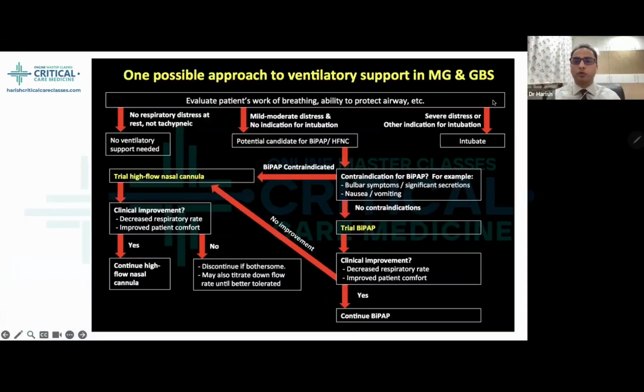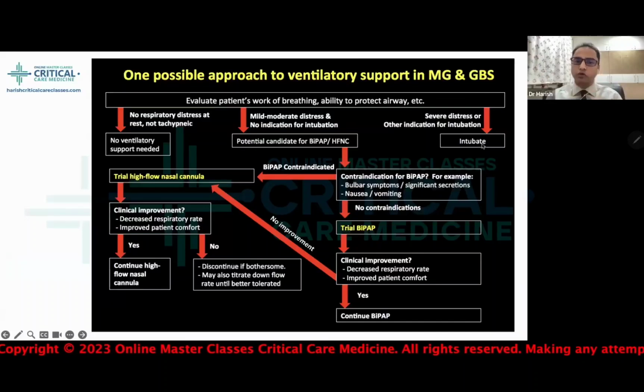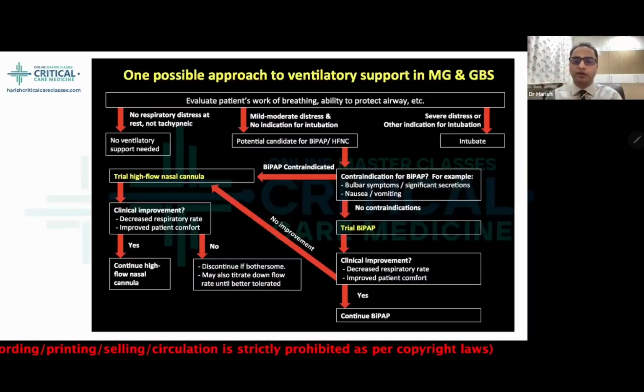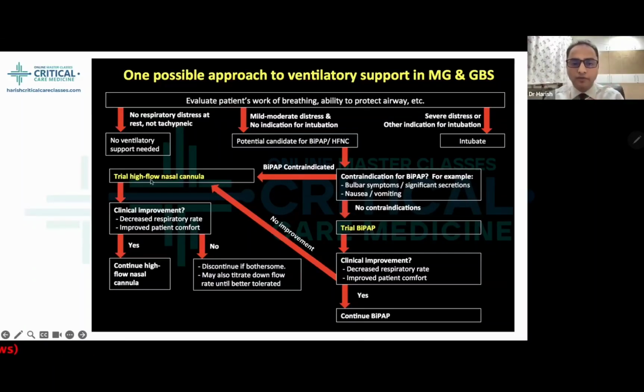This is one possible approach for ventilatory management of a patient with either myasthenia gravis or GB syndrome. Evaluate the patient's work of breathing and ability to protect the airway. With severe distress or other indications for intubation, go ahead and intubate. With no respiratory distress at rest and no tachypnea, no ventilator support is needed. With mild to moderate distress and no immediate indication for intubation, the patient is a potential candidate for BiPAP or HFNC. If the patient is contraindicated for BiPAP, for example with bulbar involvement, significant secretion pooling, nausea or vomiting, then you can try high flow nasal cannula.